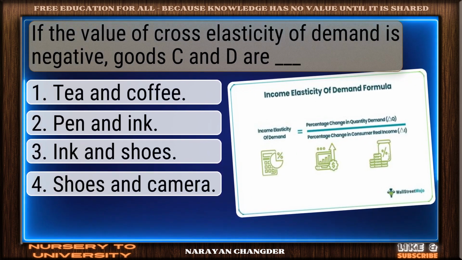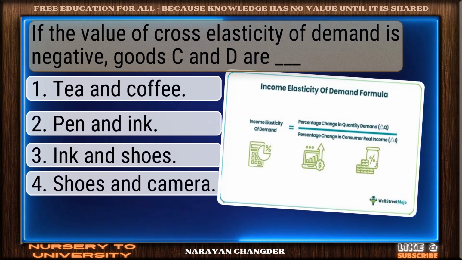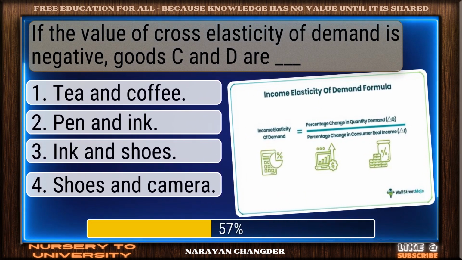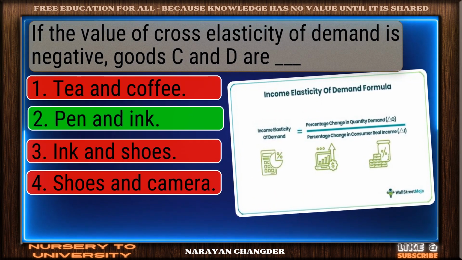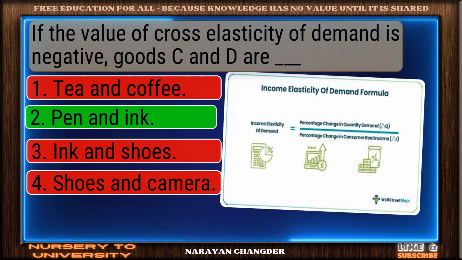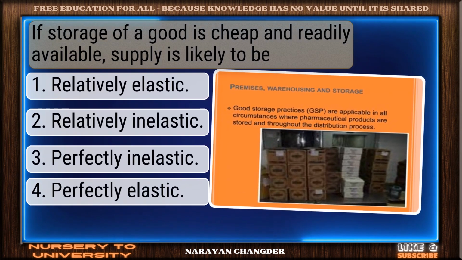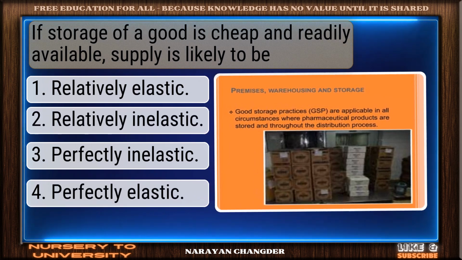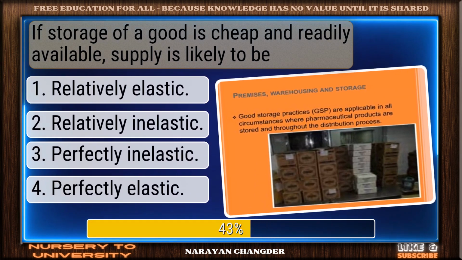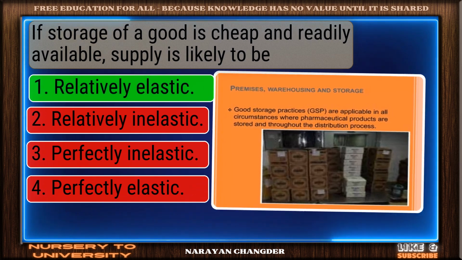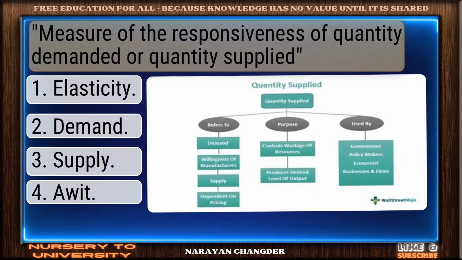If the value of cross-elasticity of demand is negative, goods C and D are dash. Smart move. Pen and ink is an accurate answer. If storage of a good is cheap and readily available, supply is likely to be. Excellent choice. Relatively elastic is the right answer.